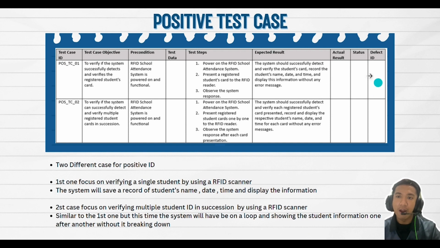Okay, now for the defect ID column, you would assign an identifier for any defect encountered during the testing. If the test case passed without any issues, you might not have any defect to report, so this might remain blank. If there were issues found, you will assign a unique identifier for each defect, which would then be tracked and managed in a defect tracking system.